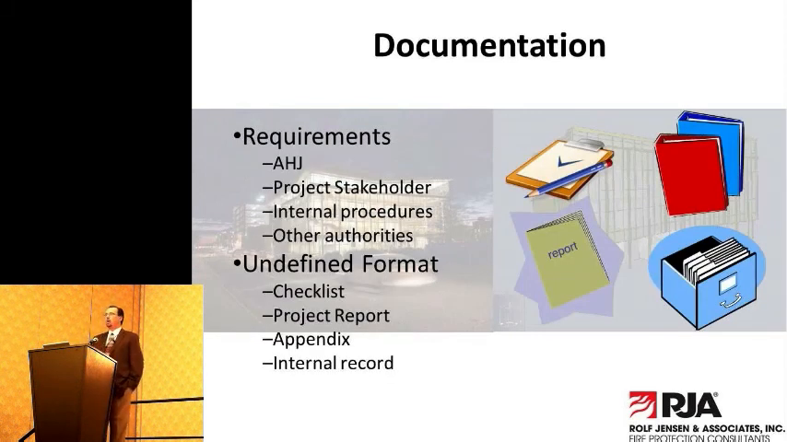Now, there's really no requirement for how you're supposed to document something, but it depends on the requirements of the user, that is the AHJ, project stakeholders. Maybe you have internal procedures for documenting things. Other authorities might have requirements as well. So there's really no one set way that the engineering guide talks about documenting things. It could be something as simple as a checklist that you perform to make sure you follow the proper steps. Maybe it's a project report, maybe it's the appendix to a report, or maybe it's a formal report or a presentation to an authority having jurisdiction, or maybe just something internally filed for your use in time.